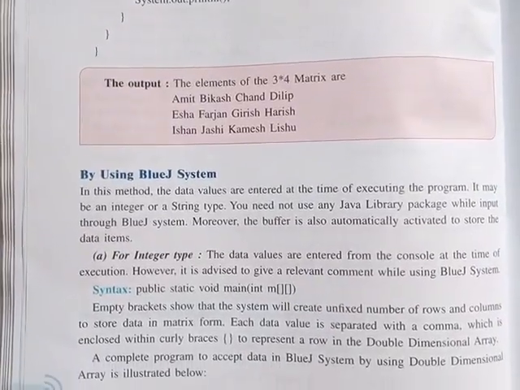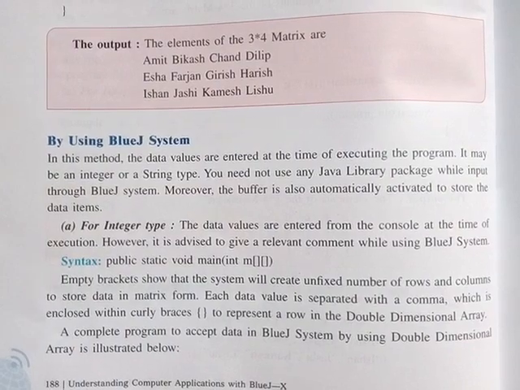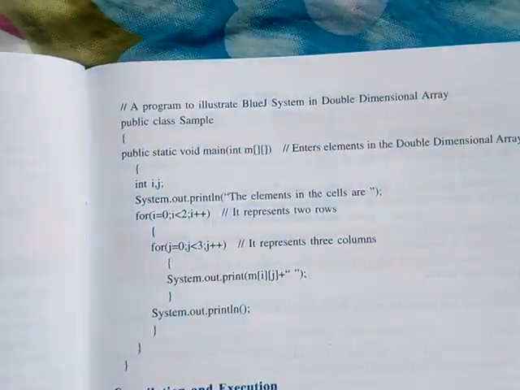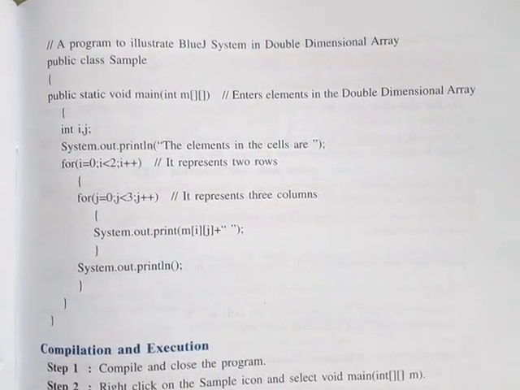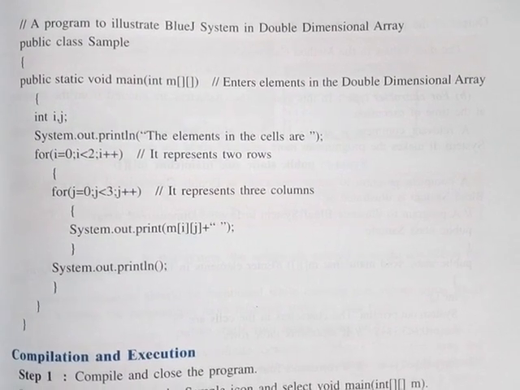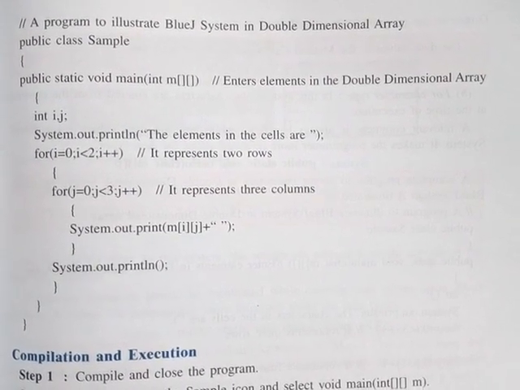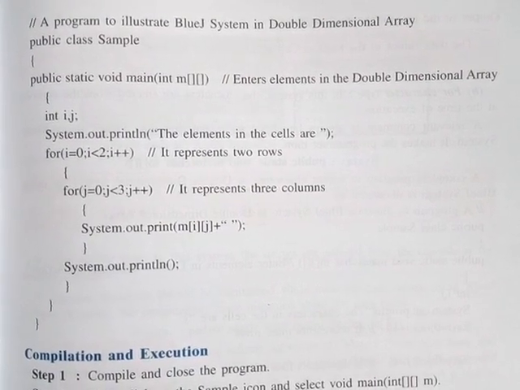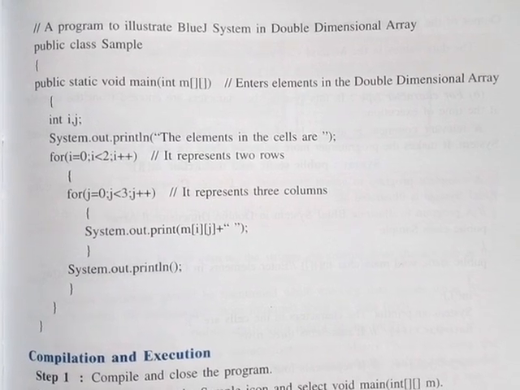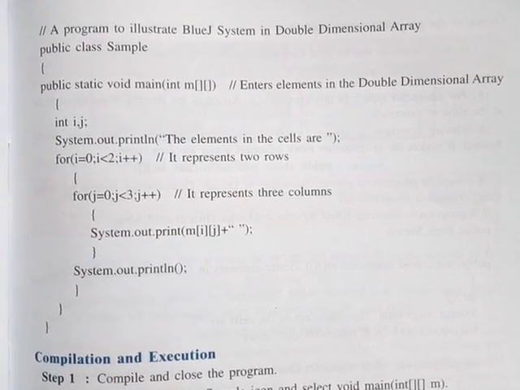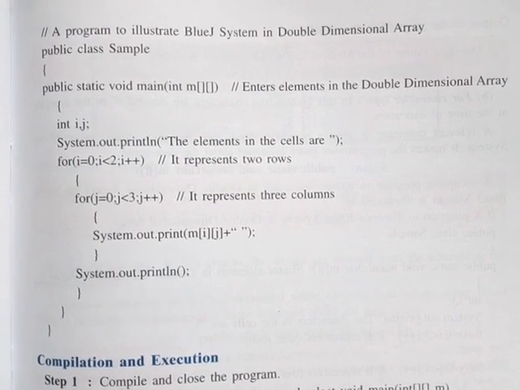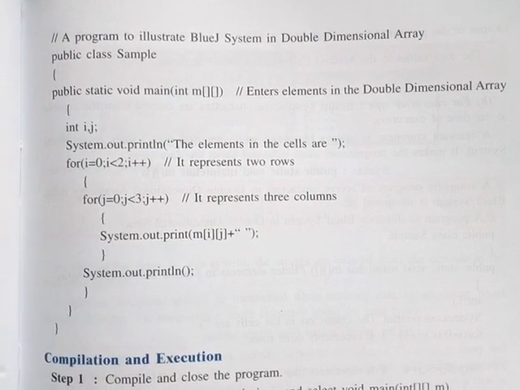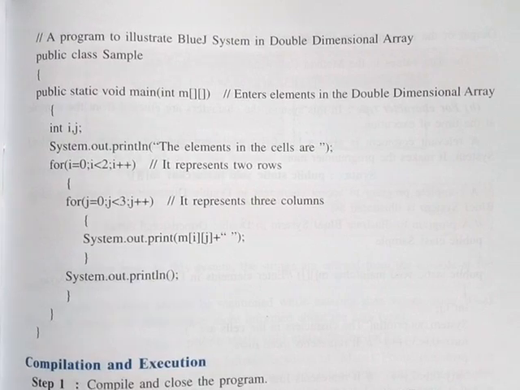Okay, so next we will learn how to use a 2D array using the BlueJ system. See, a program to illustrate the BlueJ system in a double dimensional array. public class sample, public static void main, int m array. You see that the array we have declared is in the String args place. Whenever we declare the variable required, or user-entered variable, in that place, in such a situation we call it BlueJ system programming technique.